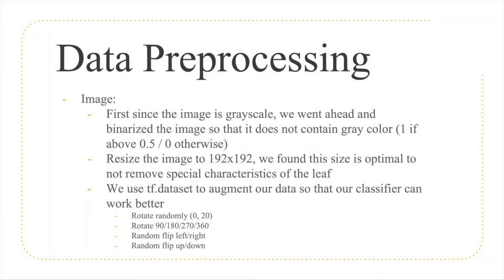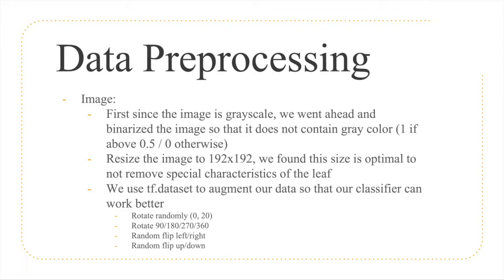For the image, we need to pre-process. First of all, as the image is grayscale, we believe it would be easier for the model to learn the features of the image if the image is binarized, which is 1 or 0. Because we noticed that there is a gray color outside the leaf boundary, probably dust, that is not very visible to human eyes, but might make it harder for our classifier to extract the features.